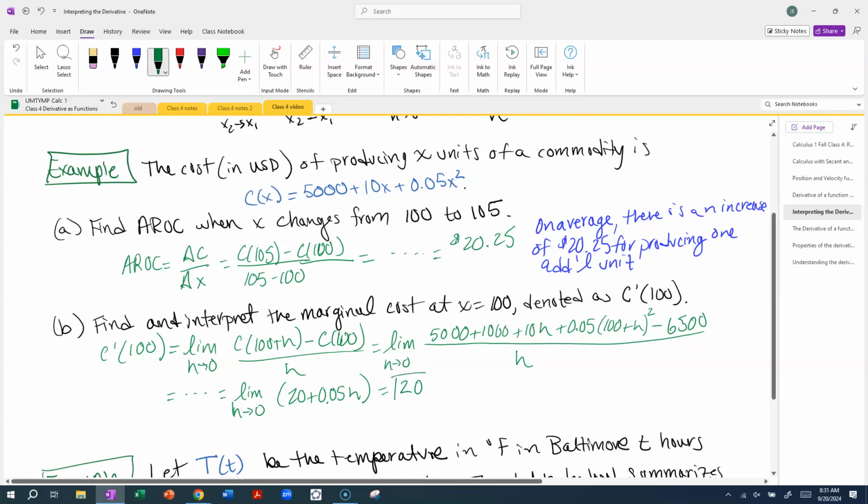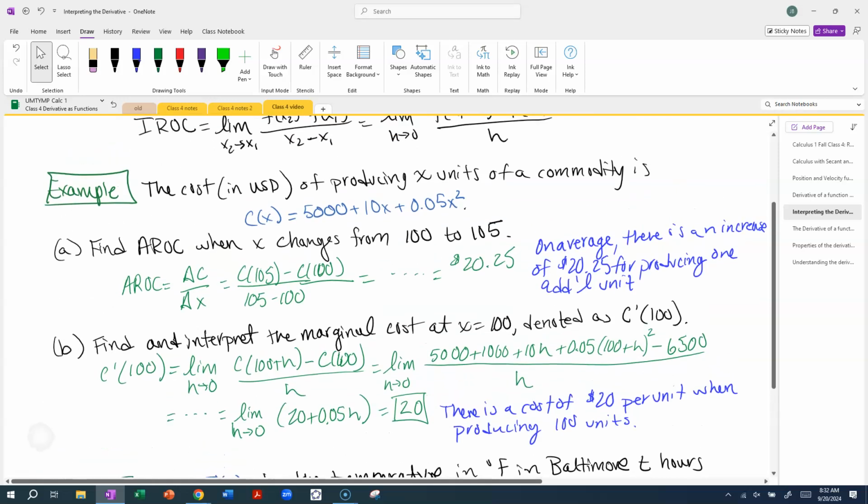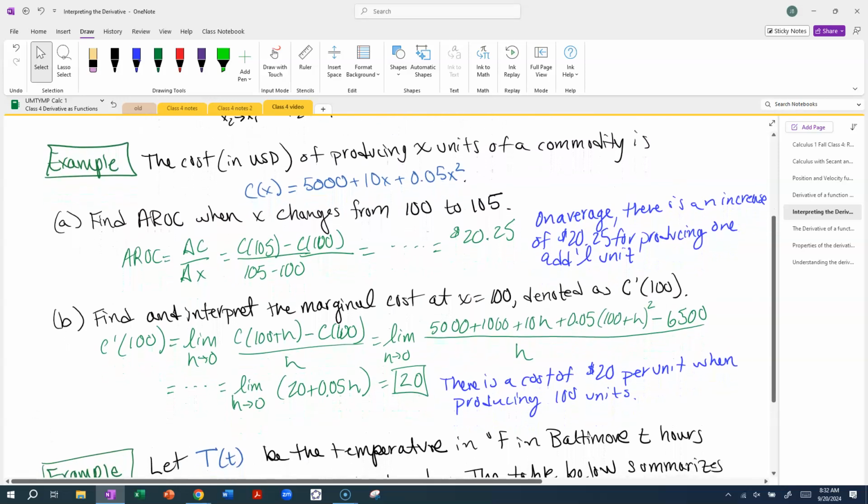Okay, and so then what this is saying is that there is a cost of $20 per unit when producing 100 units. Okay, so there we go. Now that one was more of an applied setting where there was a nice function.